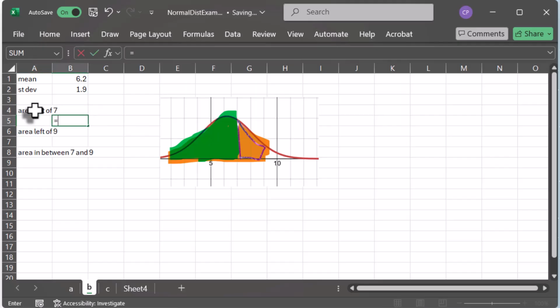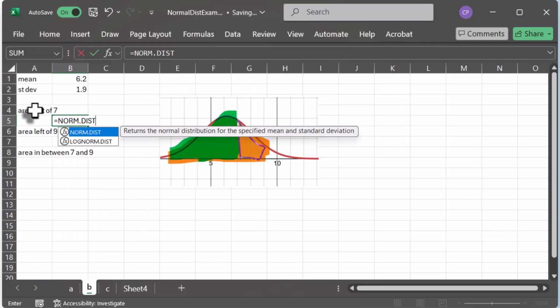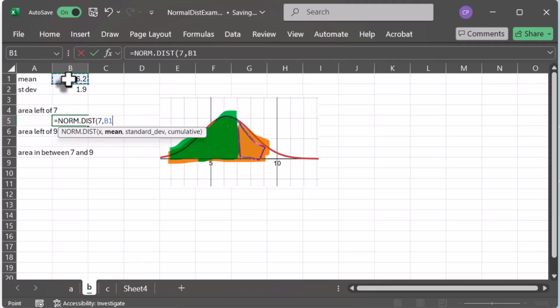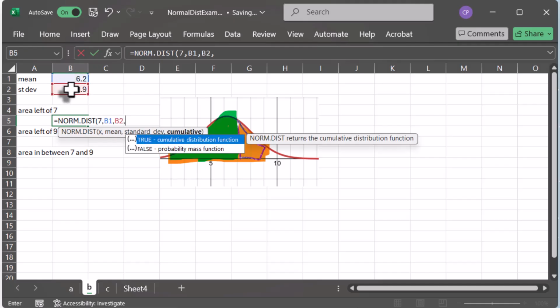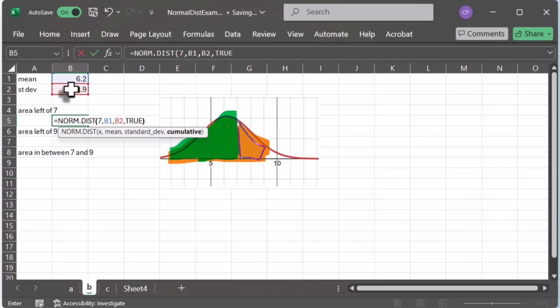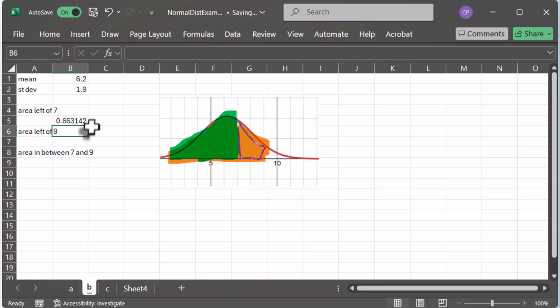Area left of 7, this would look like equals NORM.DIST parentheses. I'm going to use 7 as my x, and then I'm going to use my mean and my standard deviation, and either true or 1 for that cumulative input. So this shows the area left of 7 is about 0.66.